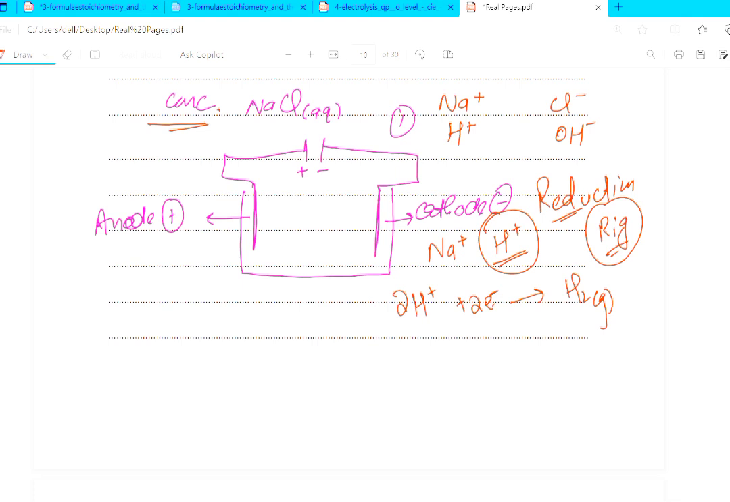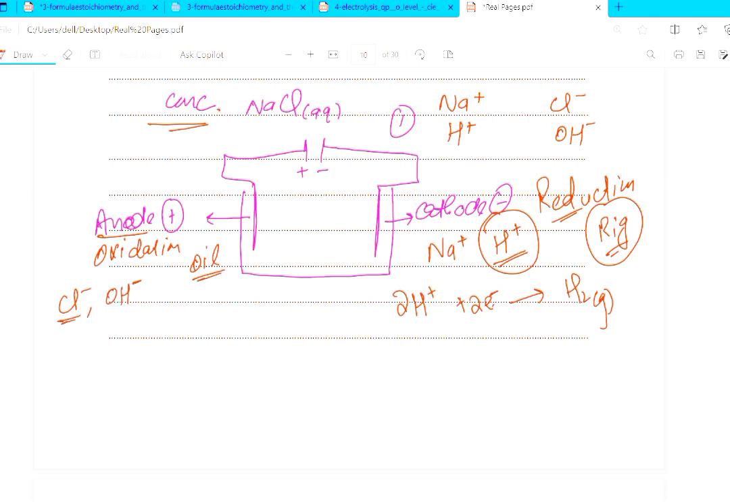And what is the anode? Anode is the oxidation. And what is oxidation? Oxidation is OIL, the loss of electrons. So you can see over here at the anode, we will have two anions, chloride and hydroxide. One of them will be preferred.